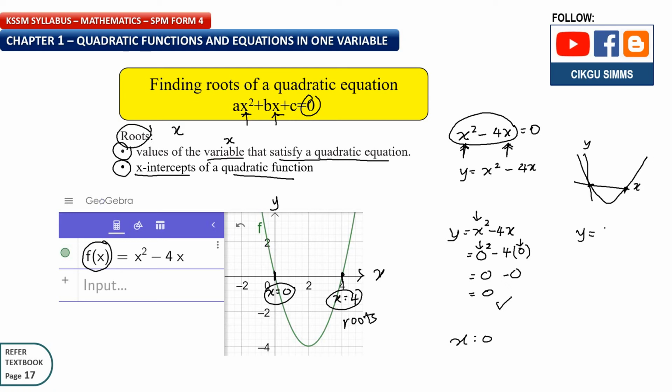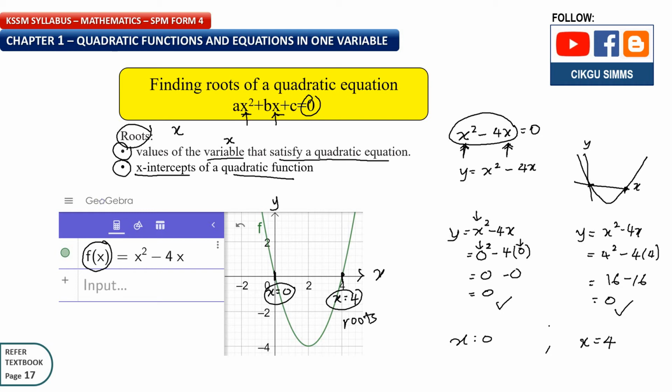For y equals x squared minus 4x, we test for this root 4, right? 4 squared minus 4 times 4. 4 squared is 16. 4 times 4 is also 16. 16 minus 16 is 0. If y equals 0, that means this value of x is a root. So we have two roots.